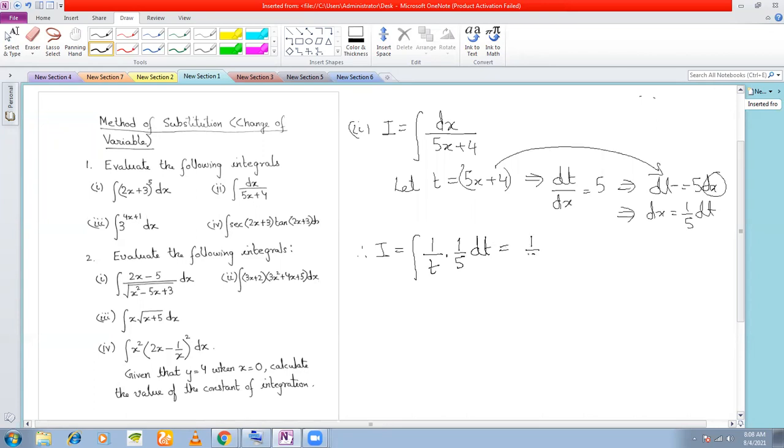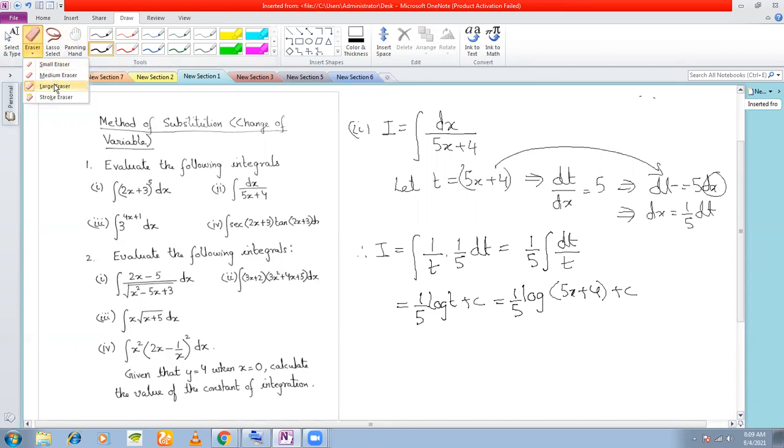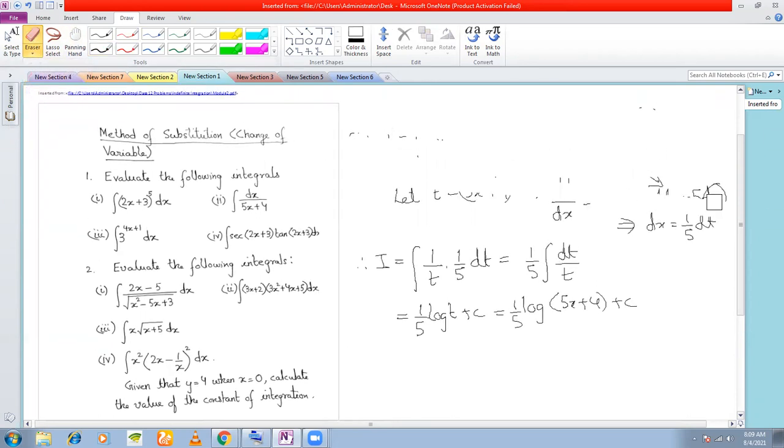So that means 1/5 integral dt by t, which is equal to 1/5 log t plus c. Now put back the value. So you have 1/5 log(5x + 4), and that's what we were getting in the beginning: log(5x + 4) divided by 5. Moving on to the next one.